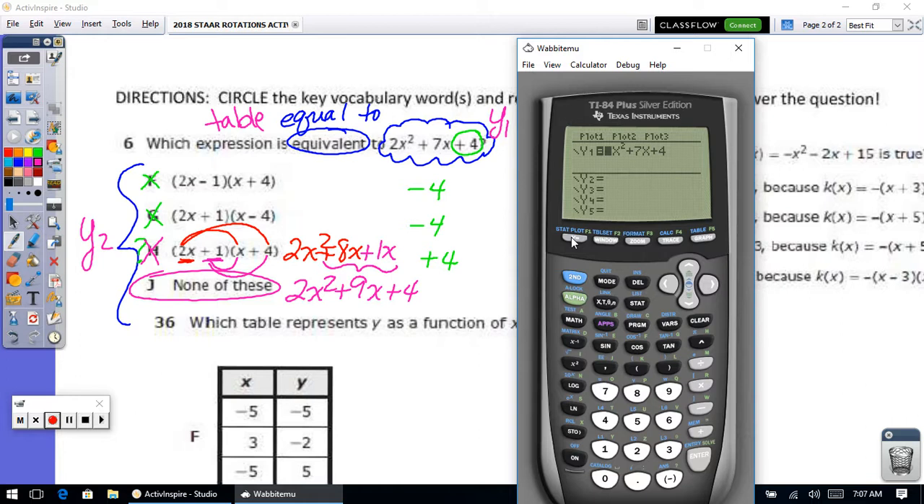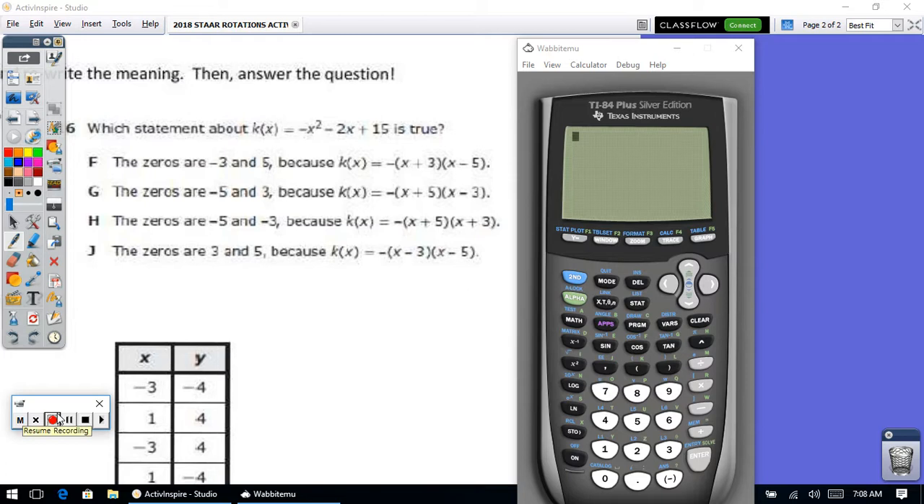So I have the problem in y1. Watch how I'm going to put, I'll just do the first one here: 2x minus 1, x plus 4. If I go to the table, notice that y1 and y2 do not match. And if you typed in each one of these answer choices into y2, you would not see a match. So our answer is J.